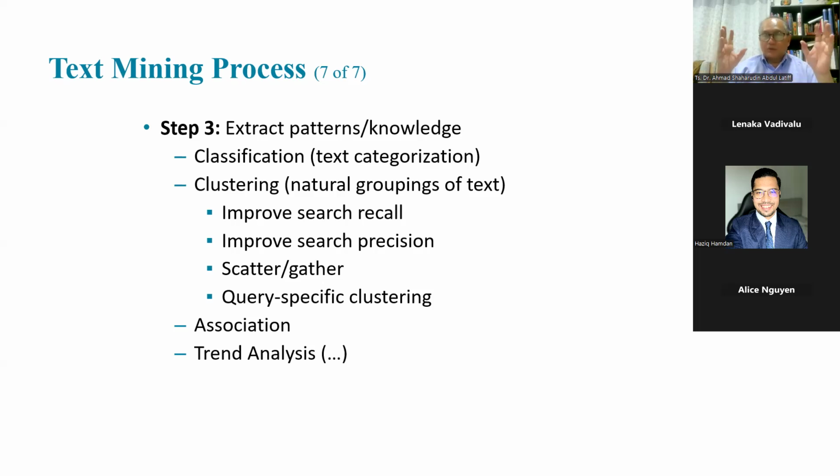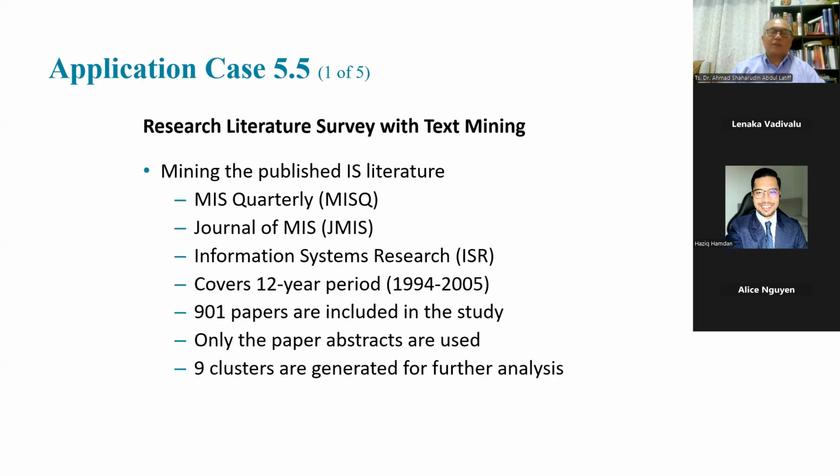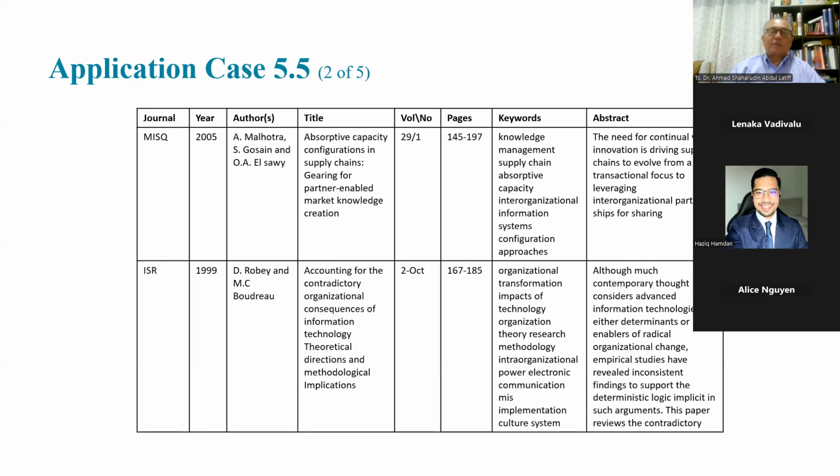Then association: like we mentioned earlier that we did on numerical data, we can also do it on textual data. We can do association between one category of words and another category of words. And then you can also do trend analysis. So these are the, okay, don't skip this.